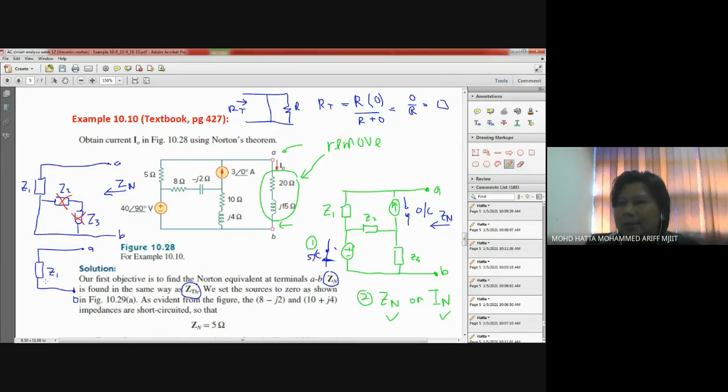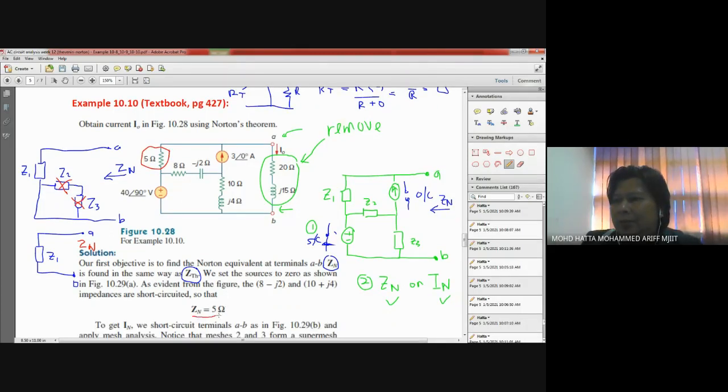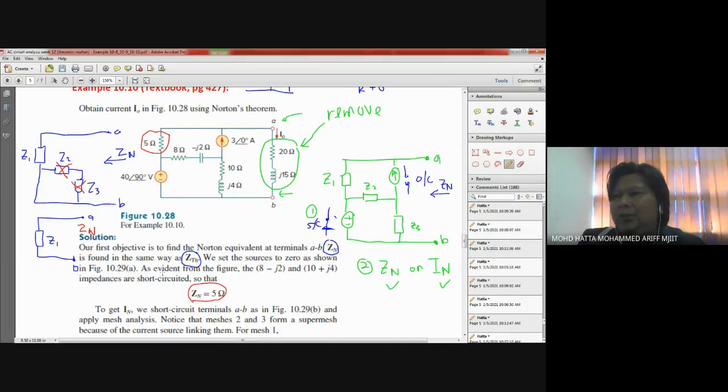So we end up with Zn over here equal to Z1. And Z1 in this case is only this value. So that's why over here we have Zn equals 5 ohm only. You don't need to calculate the value of Z in a complex way, because based on the definition of a short circuit and open circuit, we can easily find our value of Z just by simplifying our circuit.